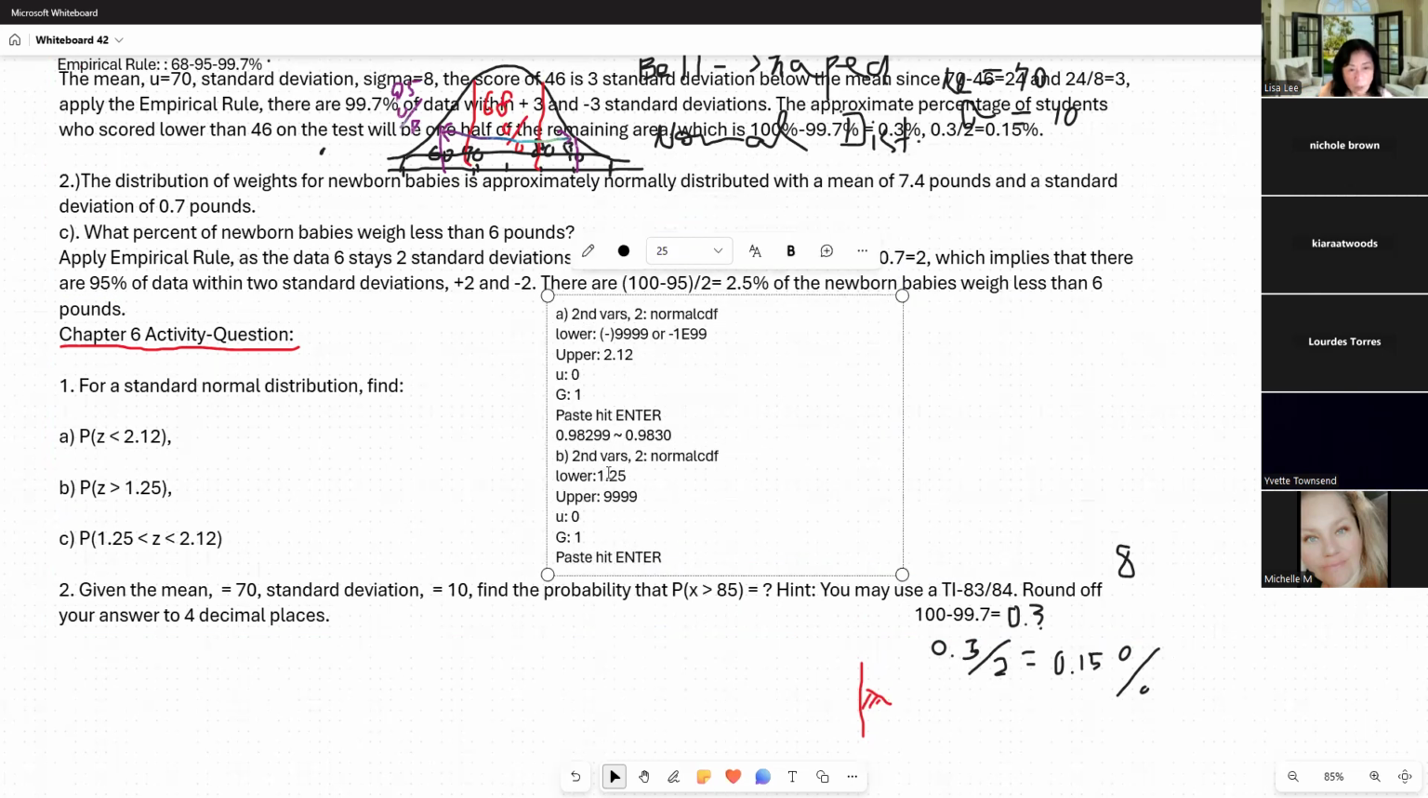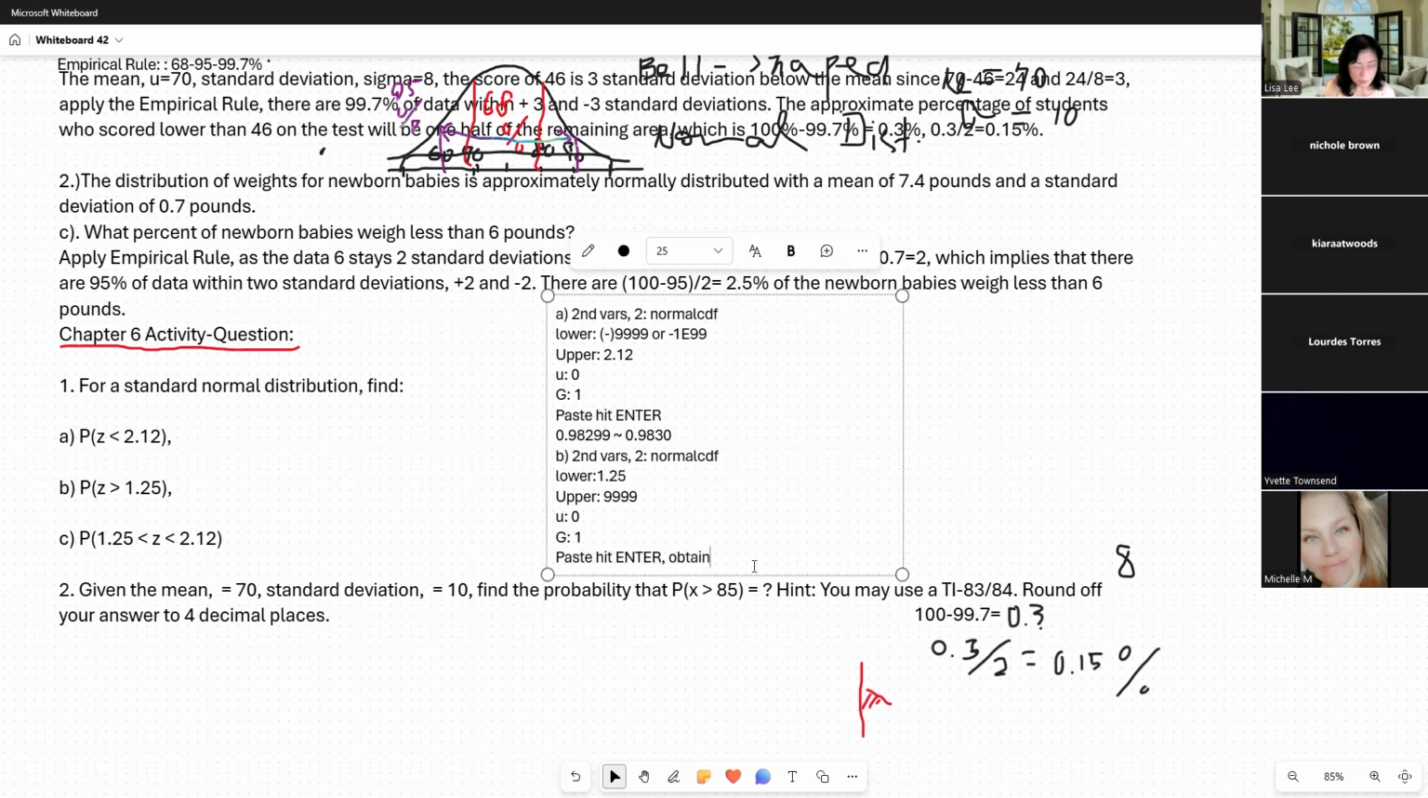Okay. So you will change it to 1.25 and to 9999. And mean is still 0. Standard deviation still 1. Then you hit enter. You should get the answer right away. Okay.